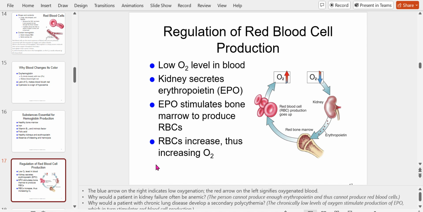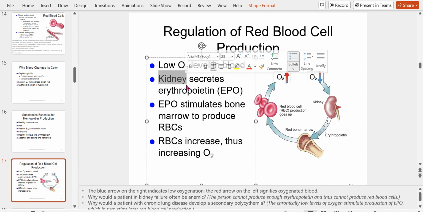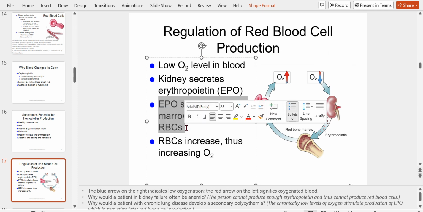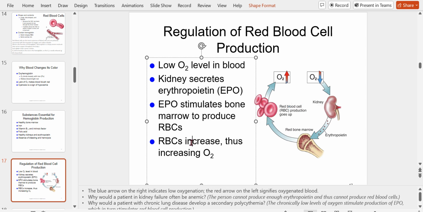Regulation of RBC production. Okay, low oxygen level in the blood. And wouldn't you know it, the kidneys are watching, right? They secrete a hormone called erythropoietin. Erythropoietin stimulates the bone marrow to produce more RBCs, and thus the RBCs increase the amount of oxygen able to be carried. Okay, low oxygen levels, kidneys detect that, phone call to the bones, kick up more blood, and we're good to go.